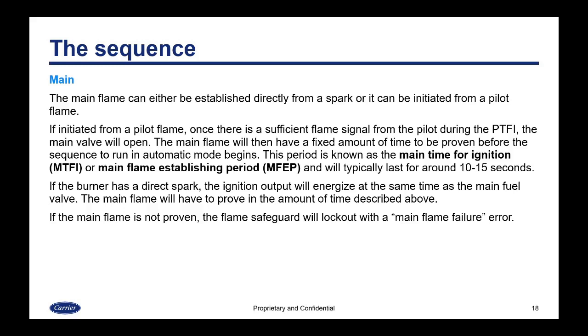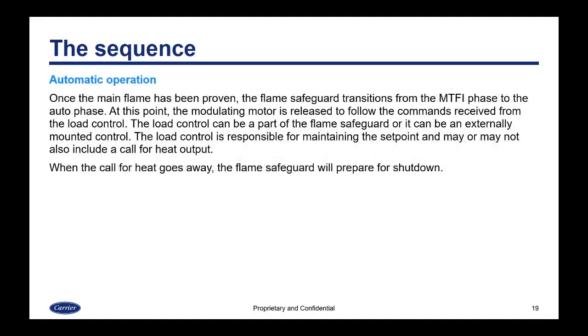If the burner has a direct spark, the ignition output will energize at the same time as the main fuel valve. The main fuel valve will have to prove in the amount of time described above, and if the main valve is not proven during the MTFI, the flame safeguard will lock out with a main flame failure error. Once the main flame has been proven, the flame safeguard transitions from the MTFI phase to the auto phase.